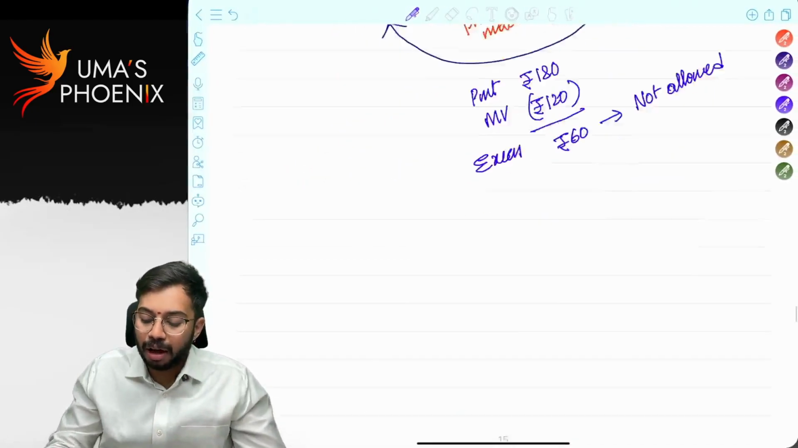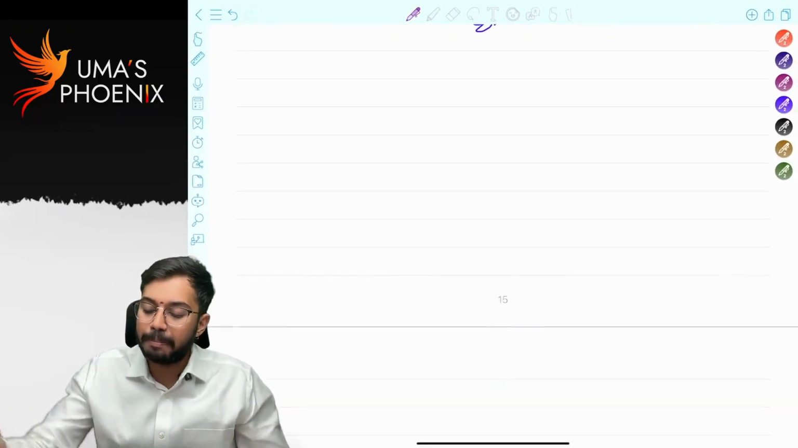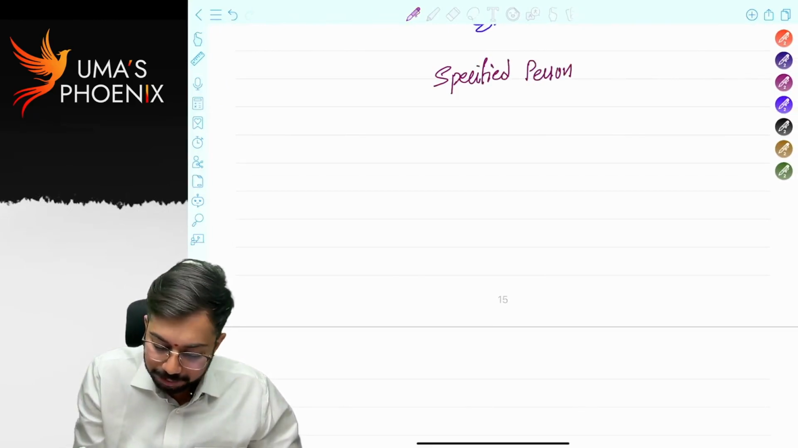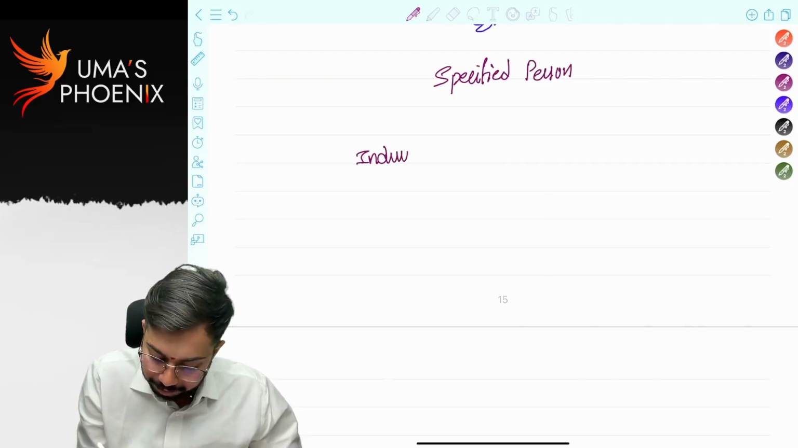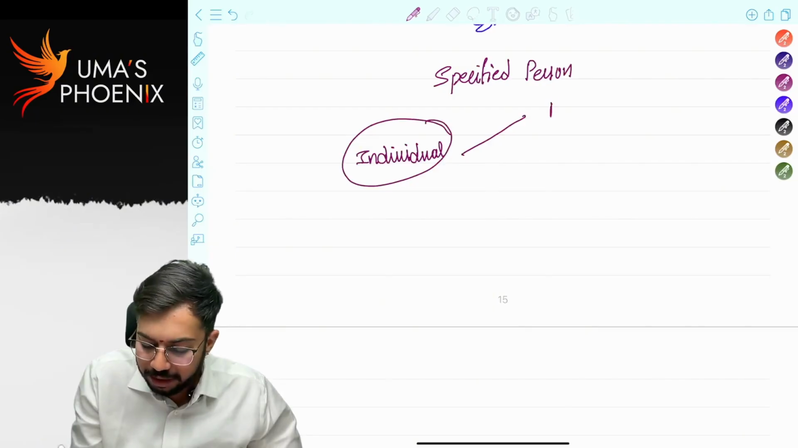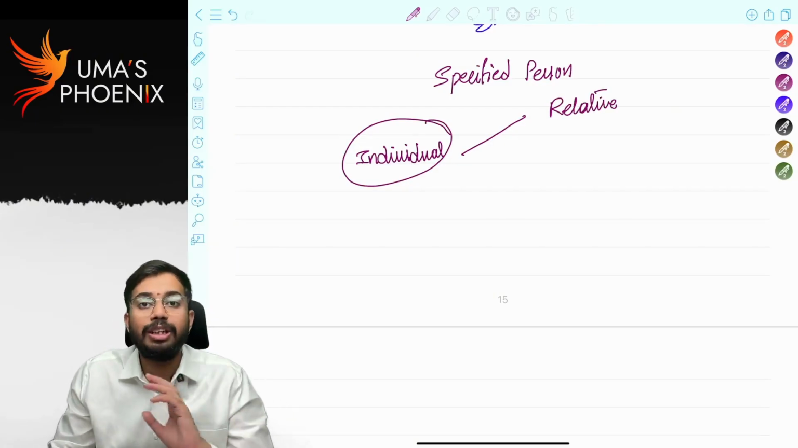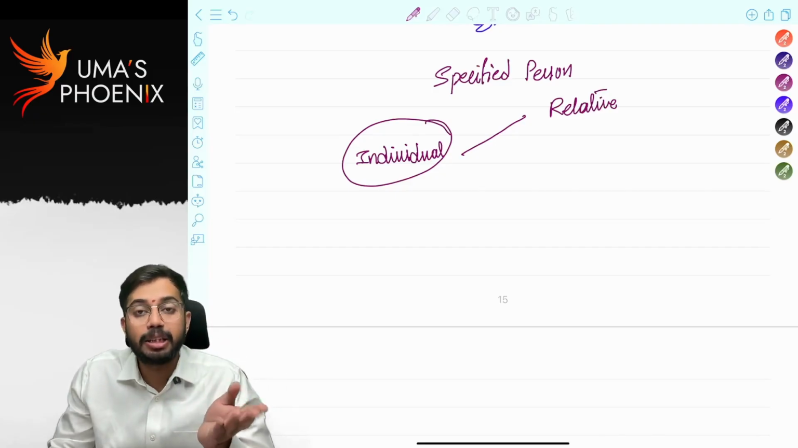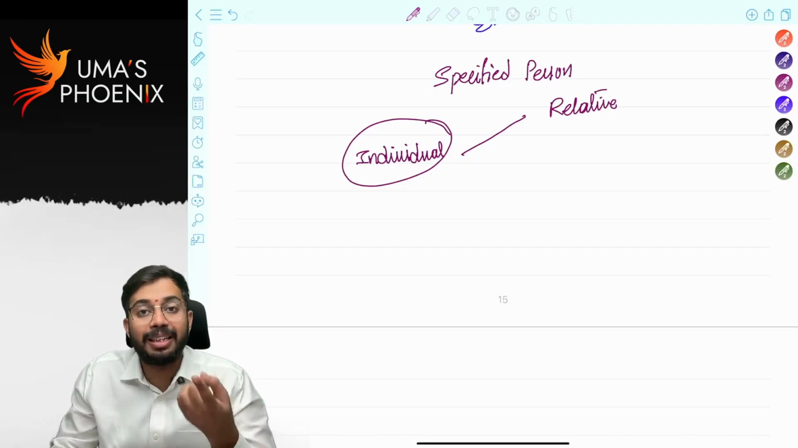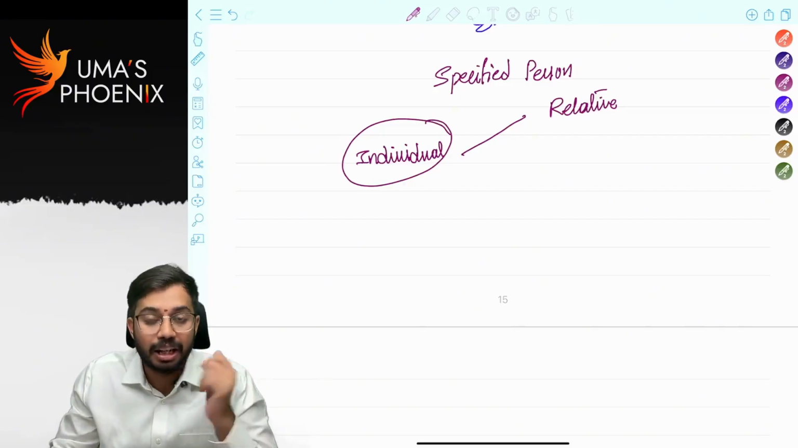Now, sir, you are telling specified person. Sir, who is called a specified person? In case of an individual, relative is a specified person. That means any excess payment made to a relative is not allowed as deduction. Relative means spouse, brother, sister, lineal ascendant, lineal descendant. For these 5 categories of persons, if an individual makes excess business payment, that is not allowed as deduction.